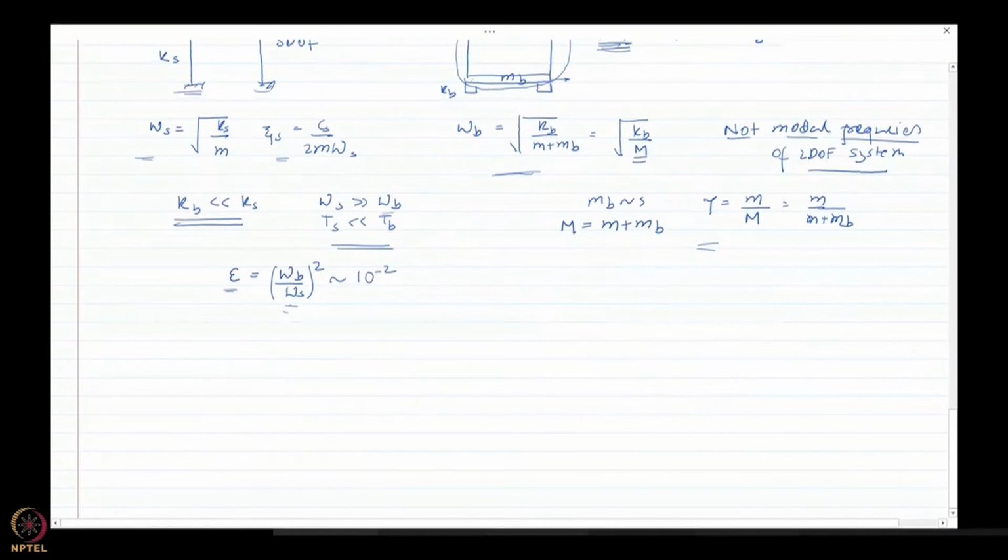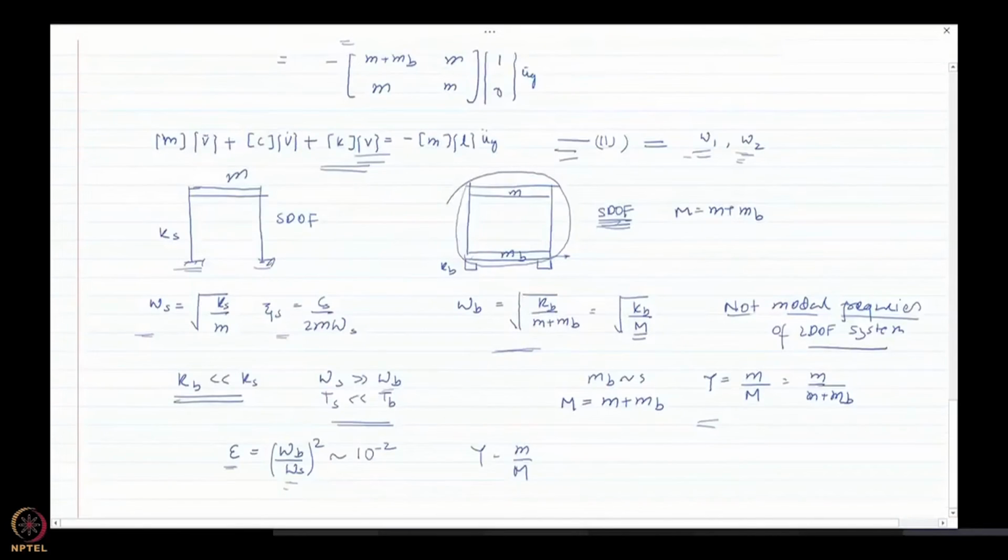Okay. All right. So I have two terms, epsilon, which is omega B by omega S square, and then I also have gamma, which is m by M. So how do we solve a multi-degree of freedom system? How do we get the frequencies?